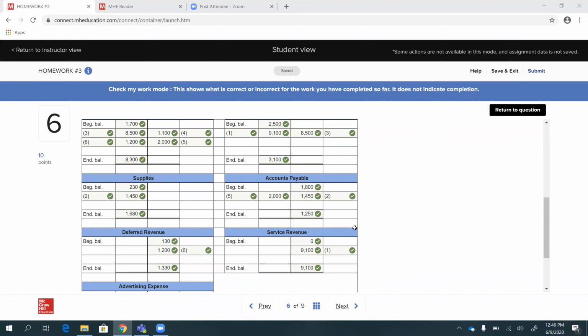Let's see. So I incorrectly added something. Let me go back. Cash has an $8,300 balance. Accounts receivable is $3,100. Supplies is $1,680.